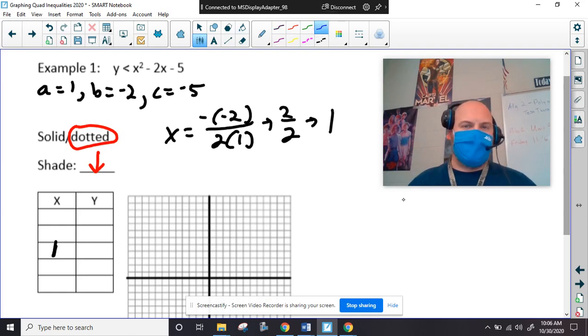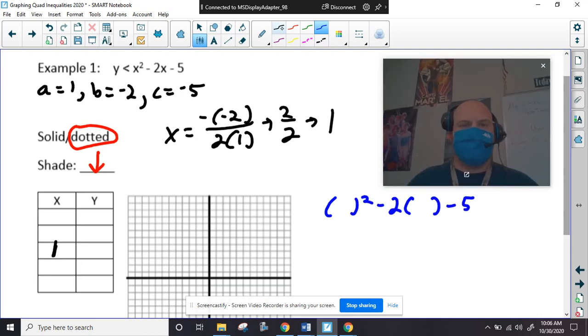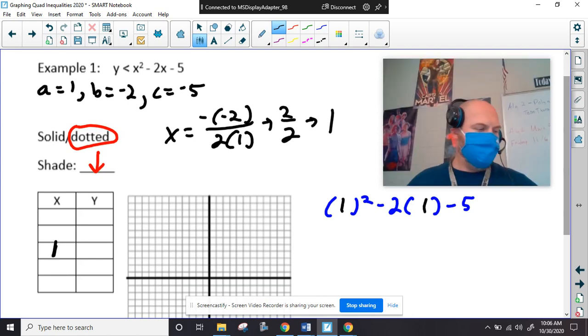And to find the y for our vertex, we would just plug in that value everywhere we see x. So parenthesis squared minus 2 times that minus 5. All calculator work.